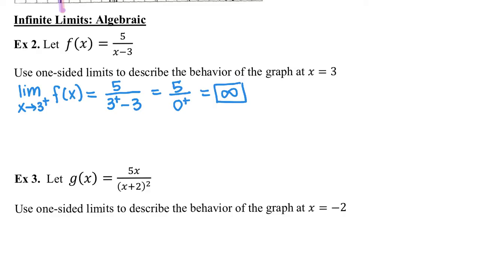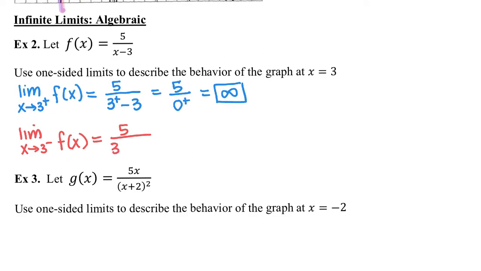Okay, 5 divided by 0 from the positive side is positive infinity. So on the right side of the x equals 3 asymptote, the graph is going to increase. Now on the left side, so x approaches 3 from the left side of the graph.